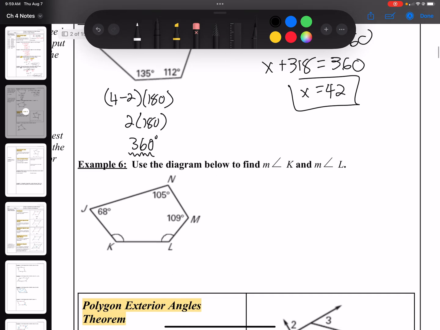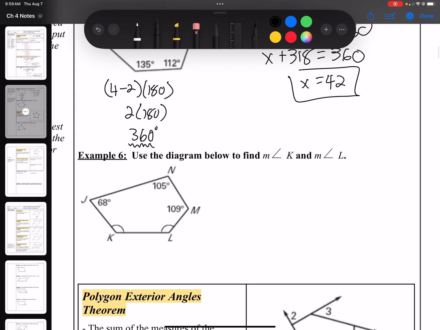Use the diagram below to find the measure of angle K and measure of angle L. Well, immediately I notice that K and L each have one arc mark. That indicates that they are congruent. They're the same measure. So even though I don't know how many degrees either of them are, I'm allowed to use the same variable for both because those arcs indicate that they are congruent. Okay, these are interior angles of a polygon. They're going to add up to something. I first need to figure out what they are going to add up to.